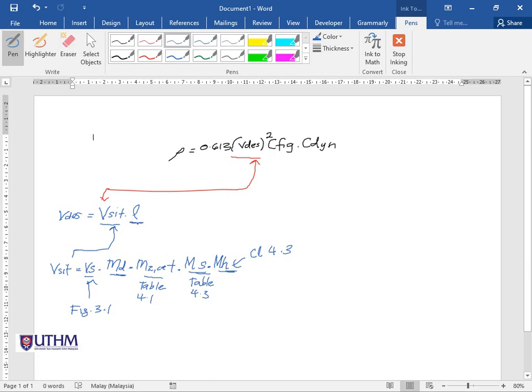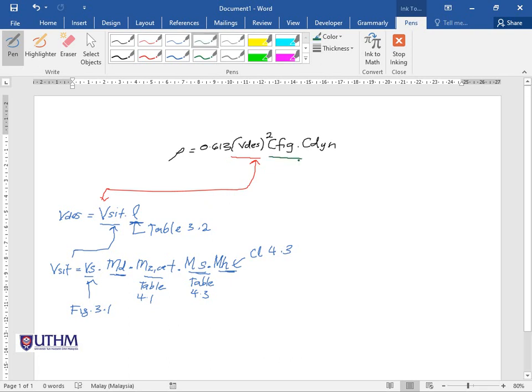And this L is the importance factor. This importance factor is referred to table 3.2. There are 4 categories: category 1, 2, 3, and 4. Okay, done.